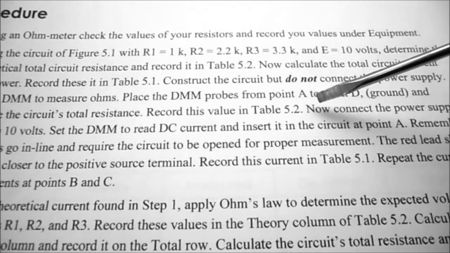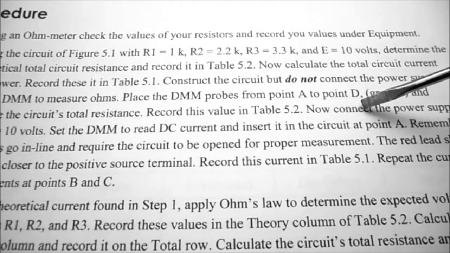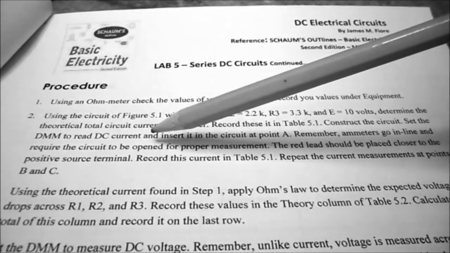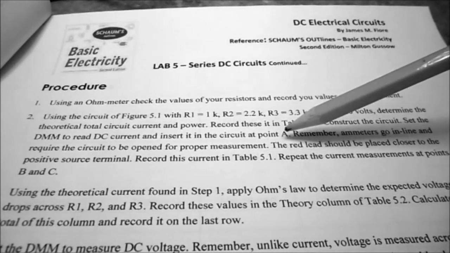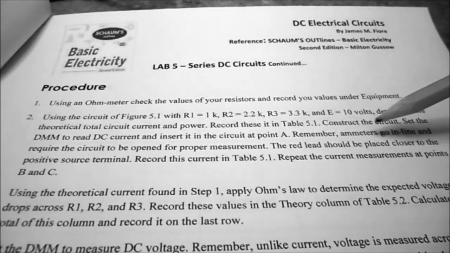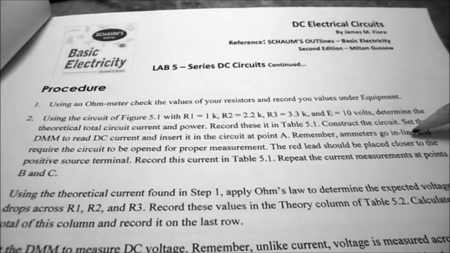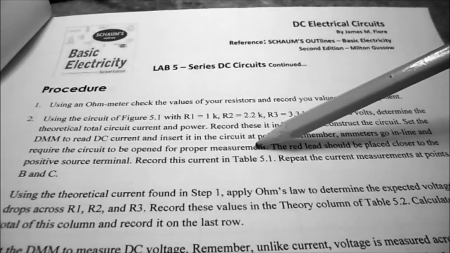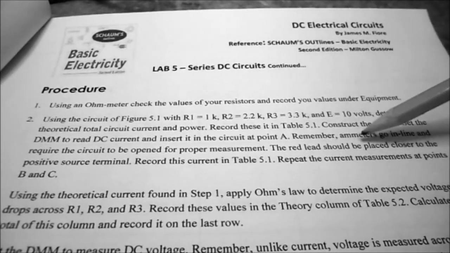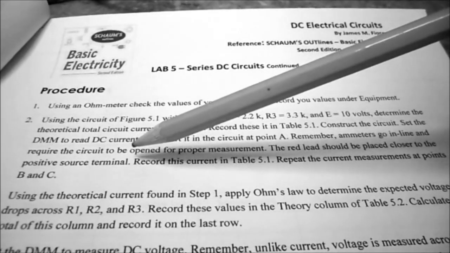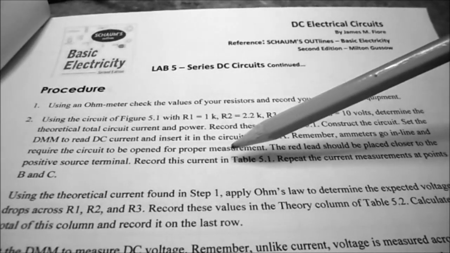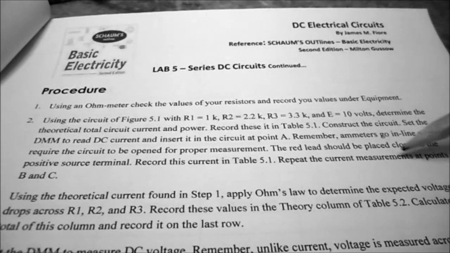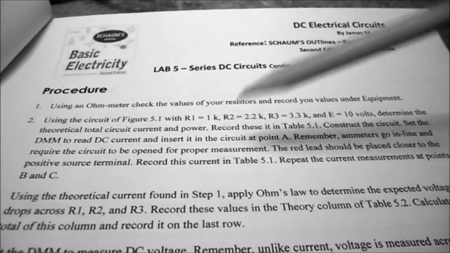So under Step 2 of Procedure, we're now going to connect the power supply with E equal to 10 volts. Set the DMM to read DC current and insert it in the circuit at point A, remembering that ammeters go in line, and require the circuit to be open for proper measurement. So I'm going to show you how to do that. And the red lead should be placed closer to the positive source terminal, and we're going to record this current in Table 5.1, and then we're going to repeat the current measurements at points B and C.